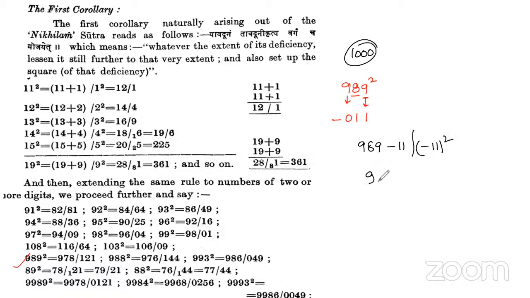So 9, 7, 8, and 121 we are getting. 1000 has 3 zeros, so we can fix the 3 zeros. So we can write 978121 is the final answer. This is the first method. Okay, right. Let us see the second one.